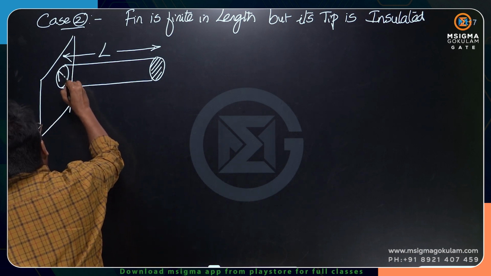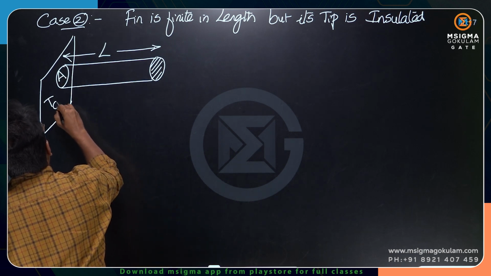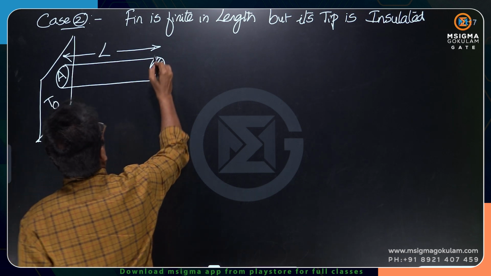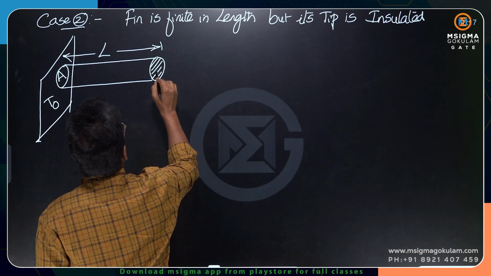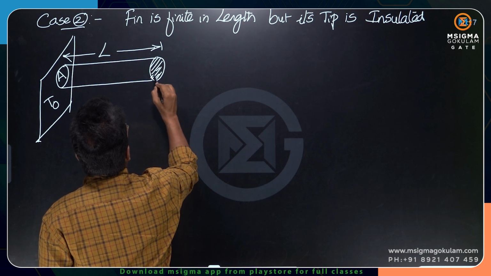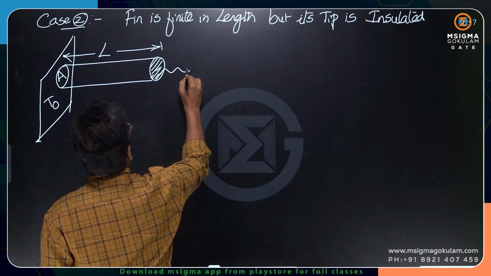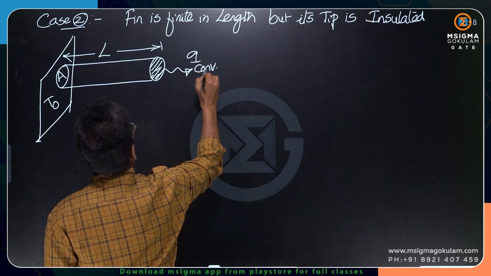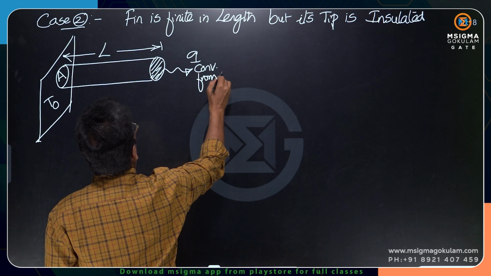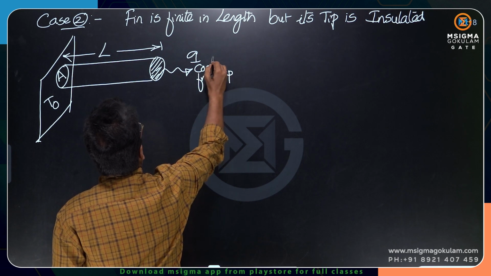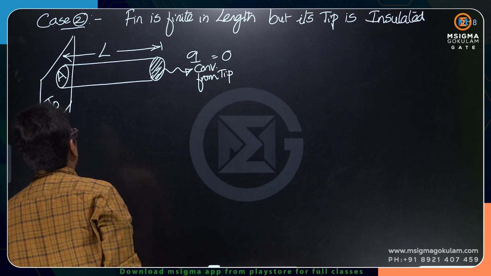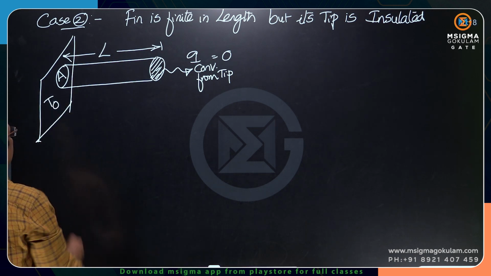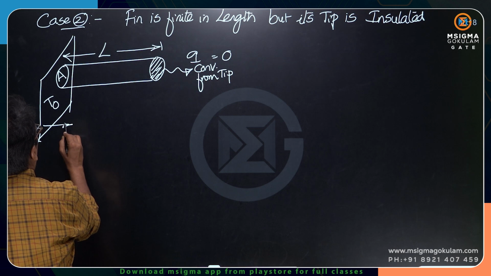A is the profile area of the fin, T naught is the base temperature. Because the fin's tip is insulated, there cannot be any convection heat transfer from the tip. Q convection from the tip is equal to 0. T naught is the root temperature or the base temperature. This is the x direction.